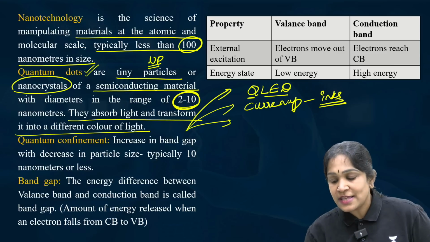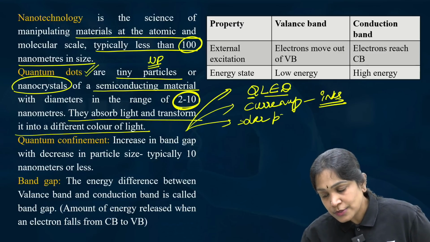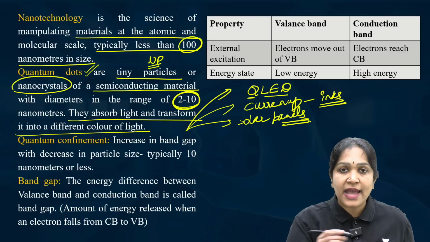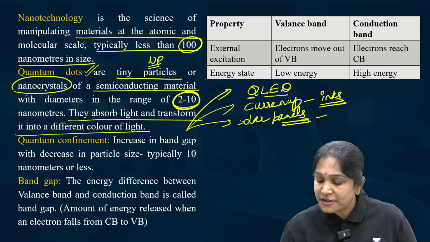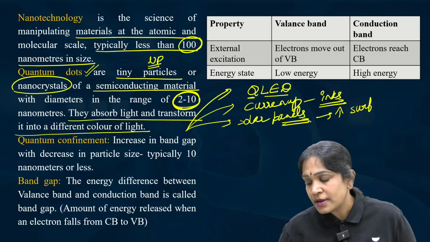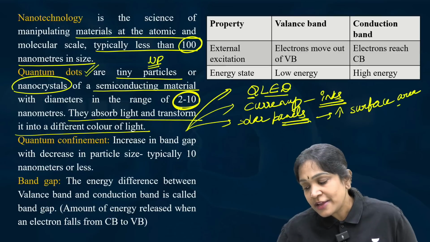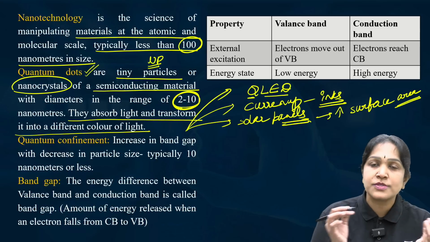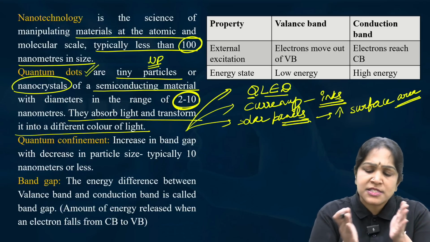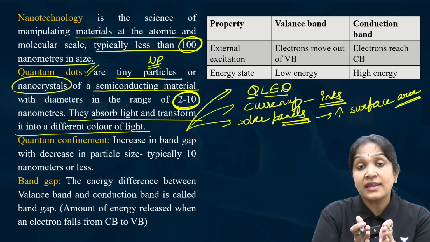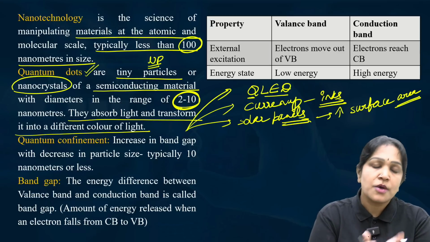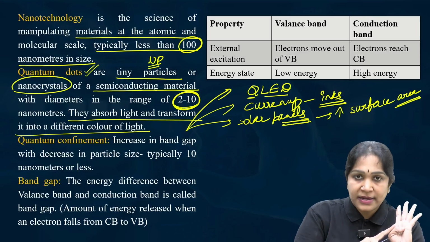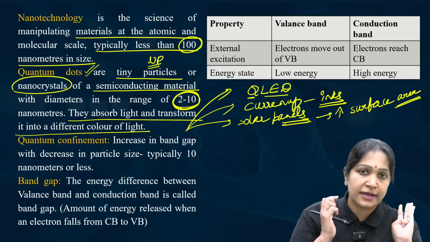We can use them in solar panels. Okay, why? Because nanoparticles have more surface area. So if we use nanoparticles in the solar panels, a small solar panel can harvest more solar energy into electrical energy. I repeat, the nanoparticles have more surface area.